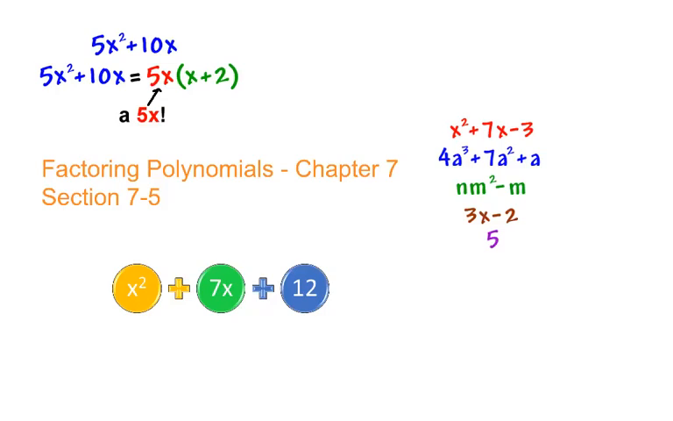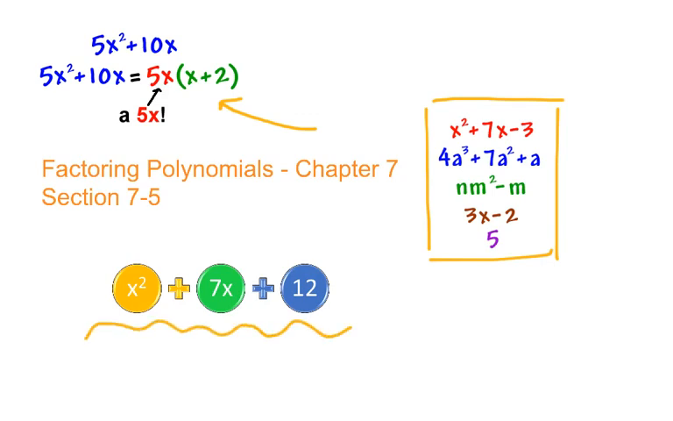Section 7-5, Factoring Polynomials, part of Chapter 7. You'll see a variety of pictures on this page indicating where we're going. We have been doing this already in Chapter 7 in the first couple of sections. And basically we now know that these are polynomials. They're all varieties. You've got trinomials, binomials, and a monomial. And this is considered what we're going to be factoring.